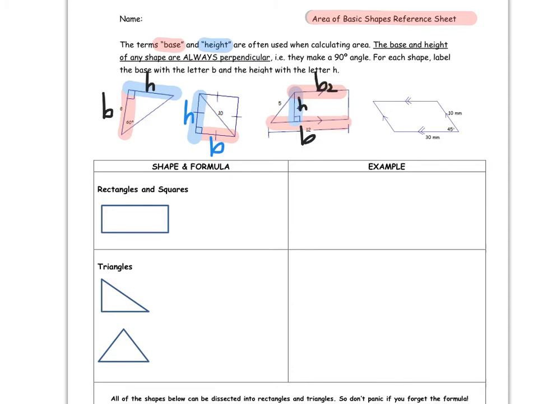All right, and the next one, here is my base. Could be any of these. And there are no segments that make a 90-degree angle with that base, so you have to draw in your own height. So I'm going to draw in a height right here, make a 90-degree angle, and I'll call that my H.